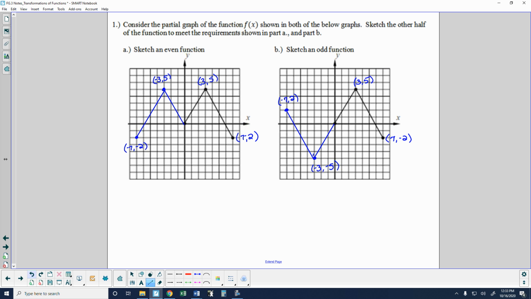And there I have my odd function. It has symmetry about the origin. So we can, again, look at that graphically or algebraically.